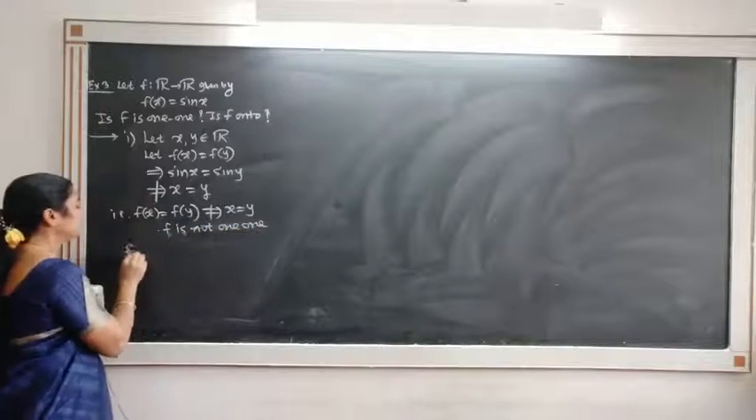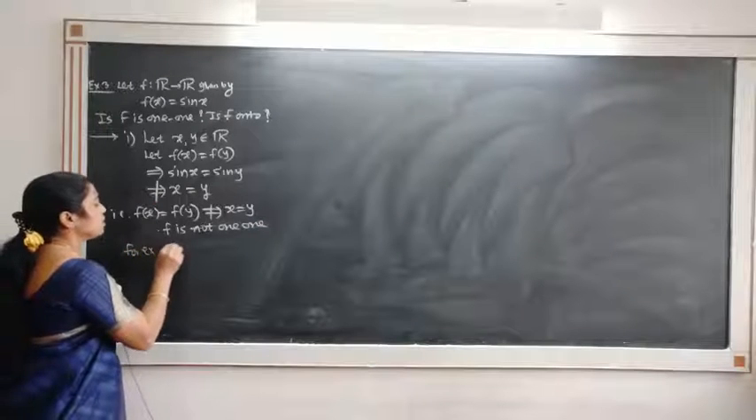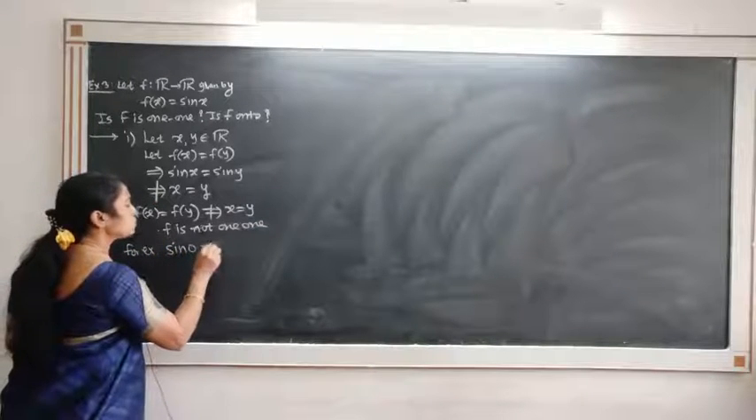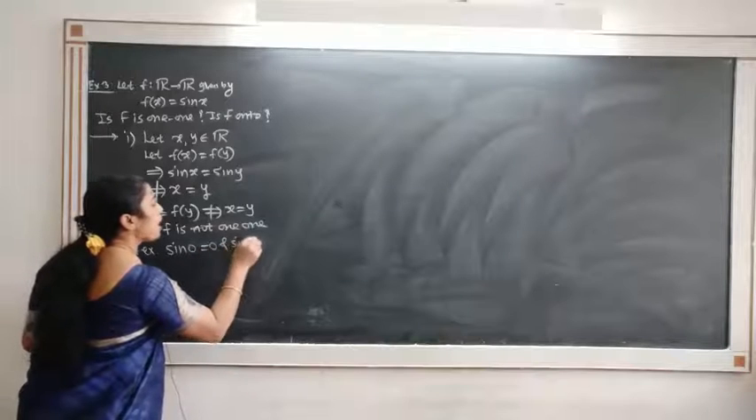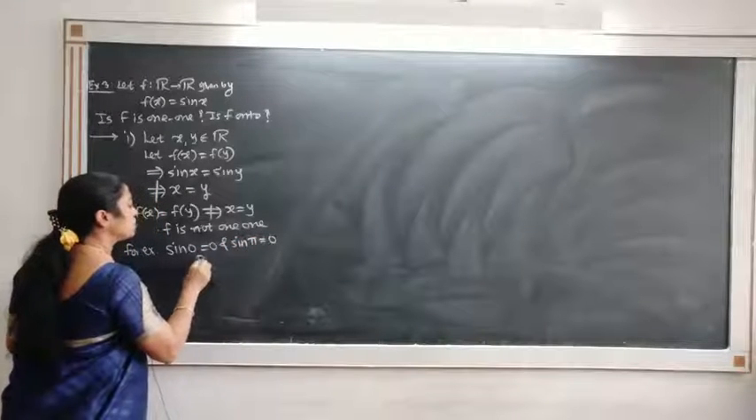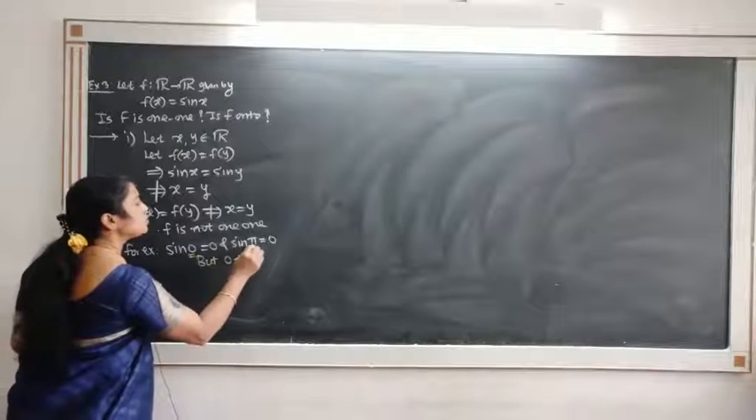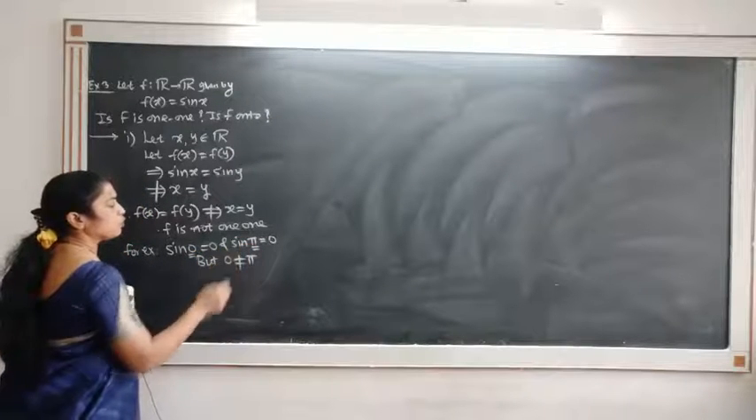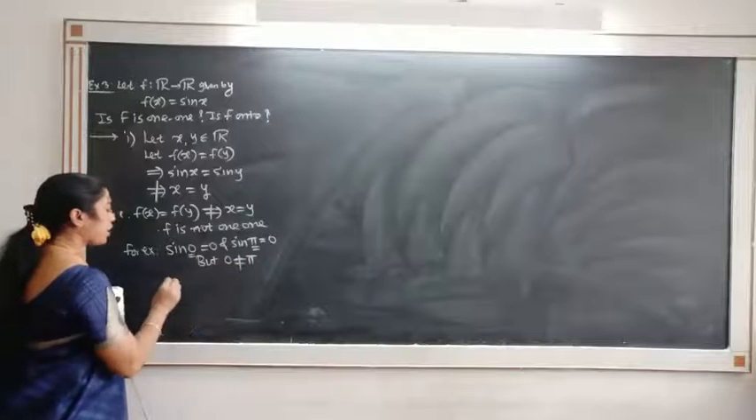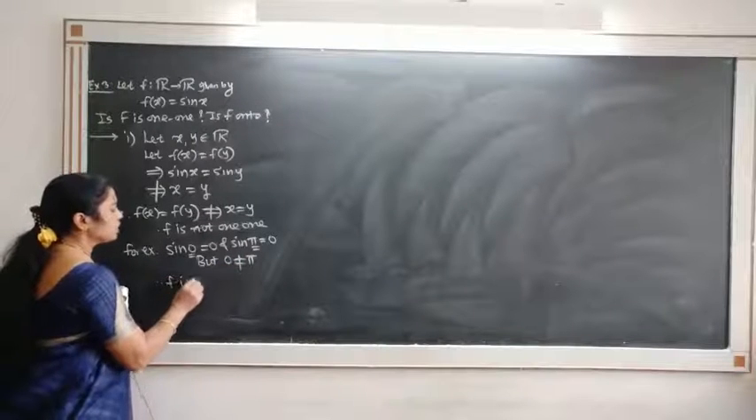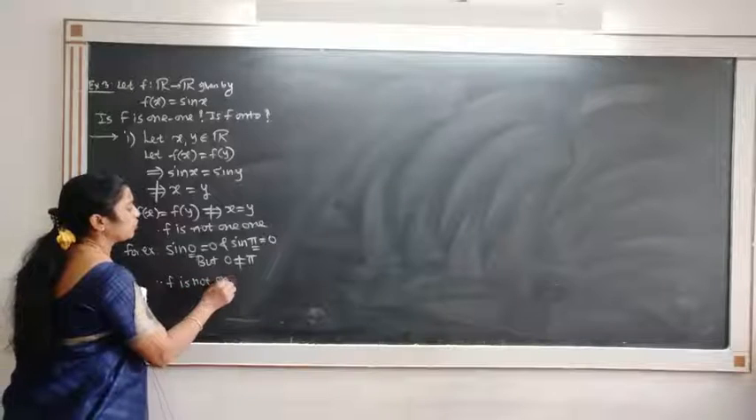For example, sin 0 is also 0 and sin pi is also 0, but 0 is not equal to pi. So though sin 0 and sin pi have the same value, 0 and pi are not equal, therefore this function is not a 1-1 function.